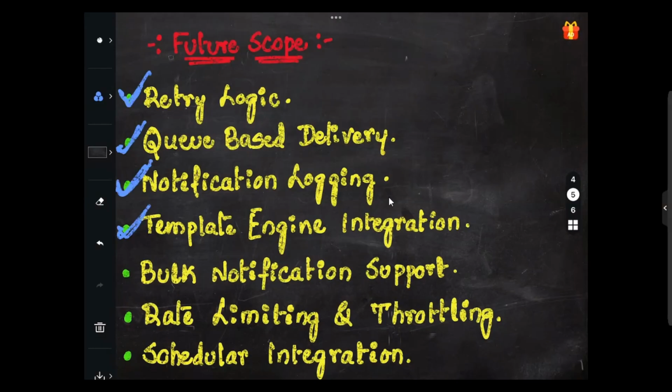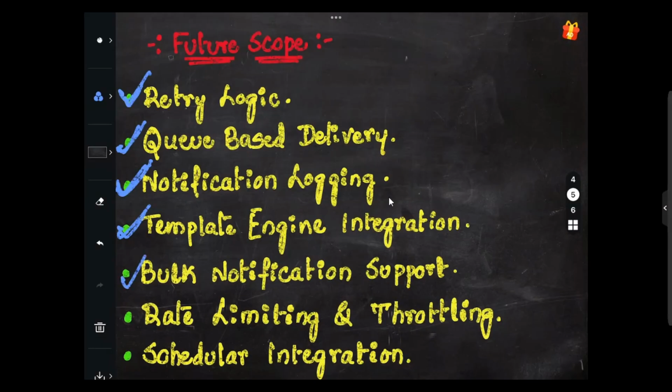So next, let's go with the template engine integration. When I say template engine integration, we can use templating like Thymeleaf or FreeMarker. Thymeleaf is one of the best template engine integrations, right? We can just make use of templating like Thymeleaf or FreeMarker for the dynamic messages. That also we can do.